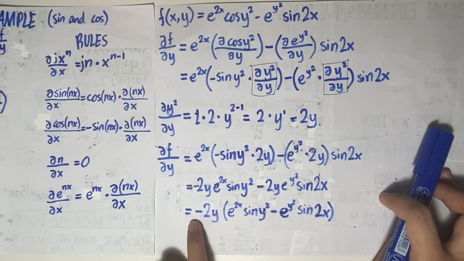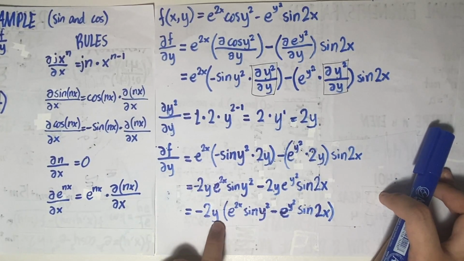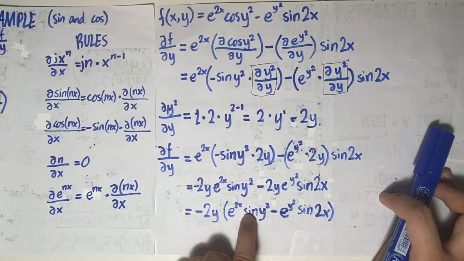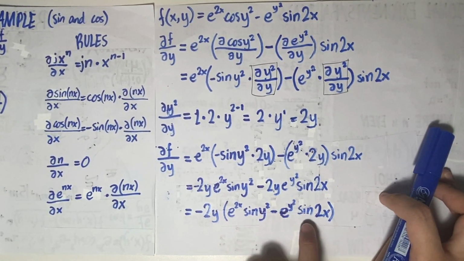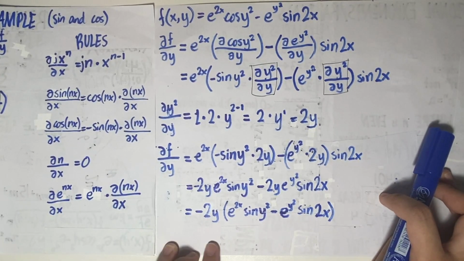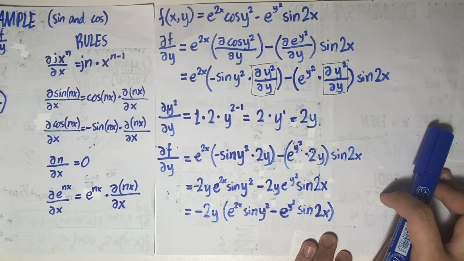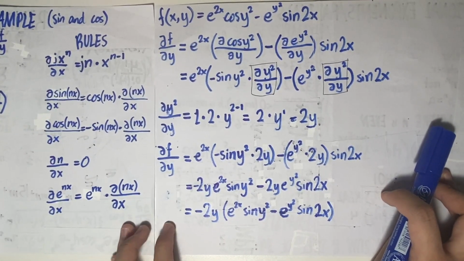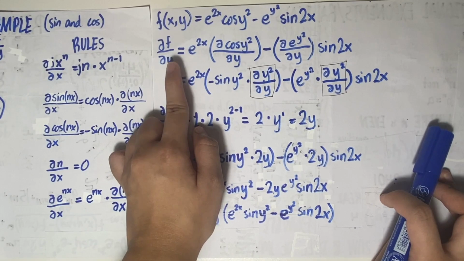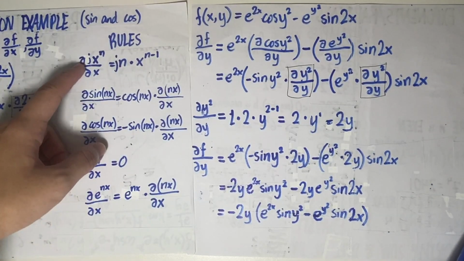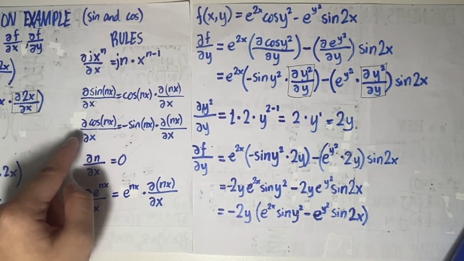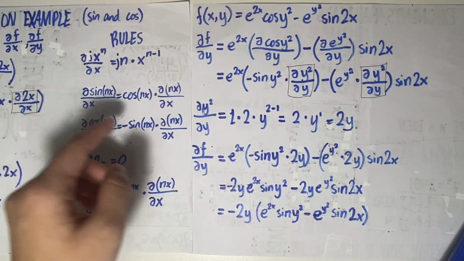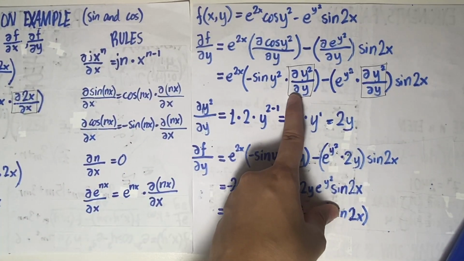So we can factor out negative 2y for our final answer: negative 2y times open bracket e to the power of 2x sine y squared minus e to the power of y to the power of 2 sine 2x, close bracket. And that is our final answer for differentiating f in terms of y. So in this example, we applied a lot of differentiation rules, which helped with partially differentiating the function a lot faster and making the process a lot easier for us.